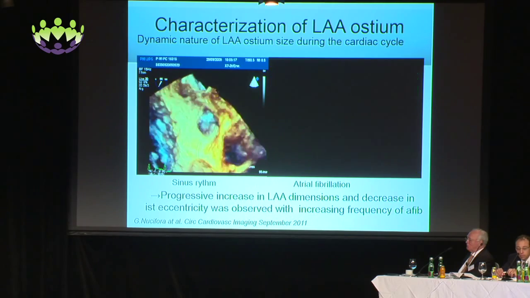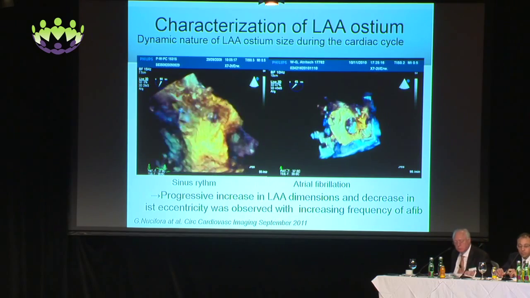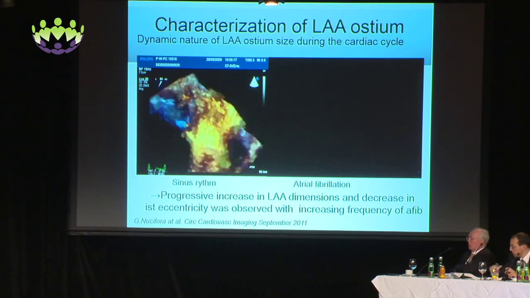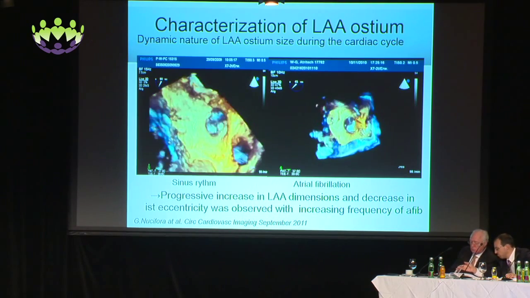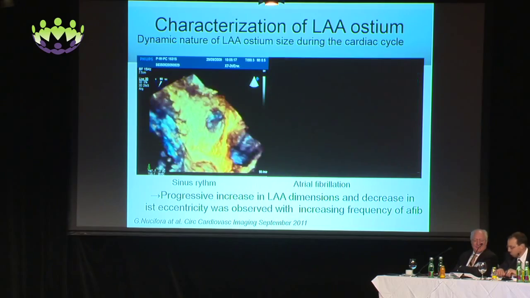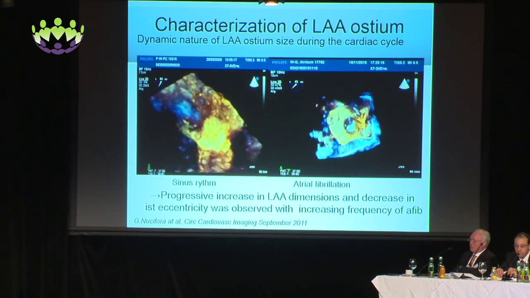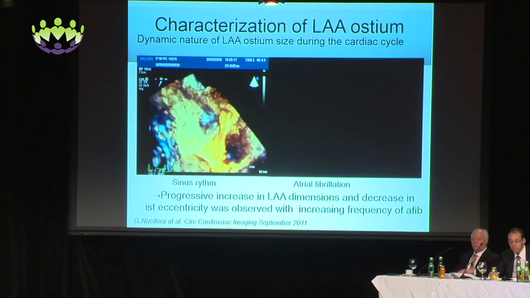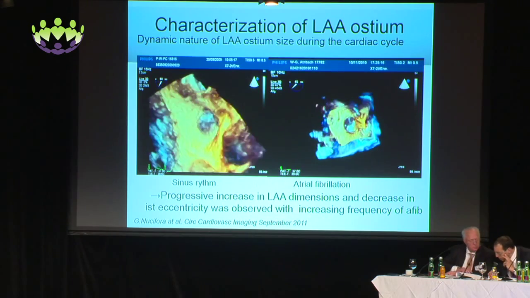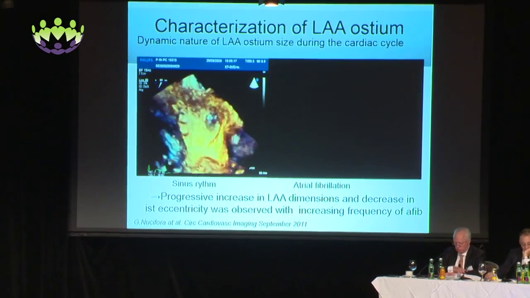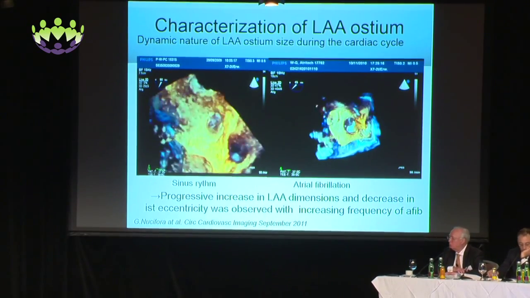So this is something I would like to show you, because you can appreciate very nicely the dynamic nature of a left atrial appendage during the cardiac cycle. On the left-hand side, we see a patient in sinus rhythm, and you can see we have a very contractile left atrial appendage. On the right-hand side, we see a patient with long-lasting atrial fibrillation, and this is a really severely reduced contractility in this patient. And what we see with an increasing frequency of atrial fibrillation is a progressive increase in left atrial appendage dimensions and a decrease in its eccentricity.